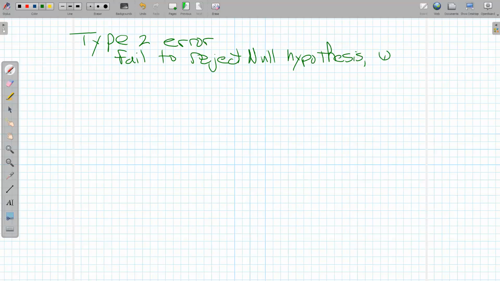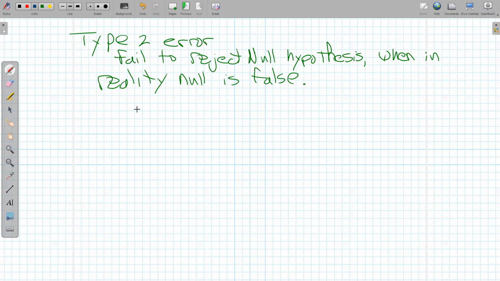When in reality, the null hypothesis is false. Okay, so what's the situation here? If I were to fail to reject the null, then I would be saying housing prices don't seem to be significantly higher.